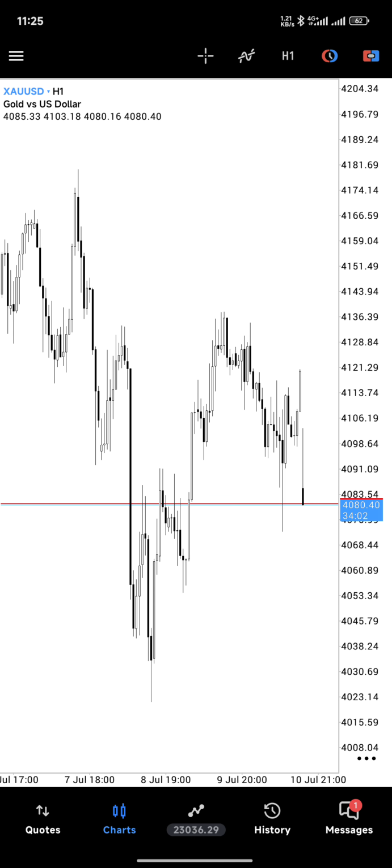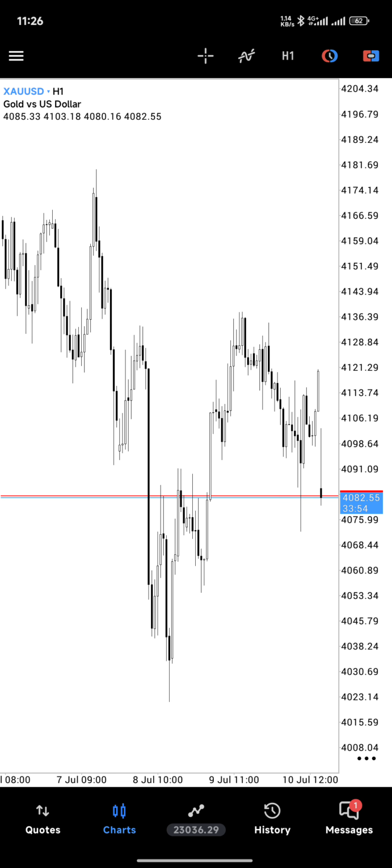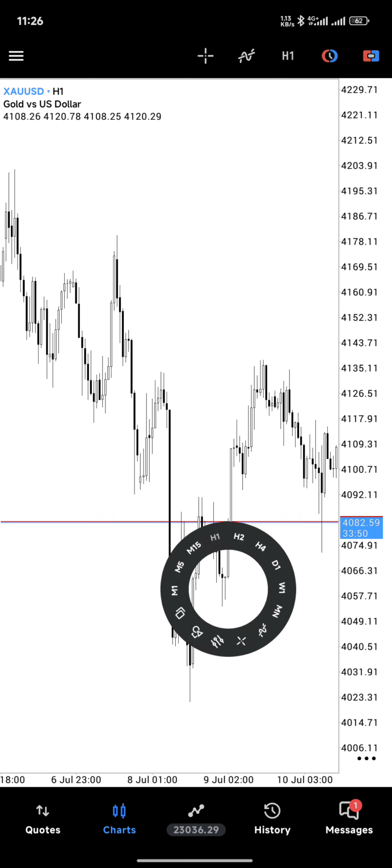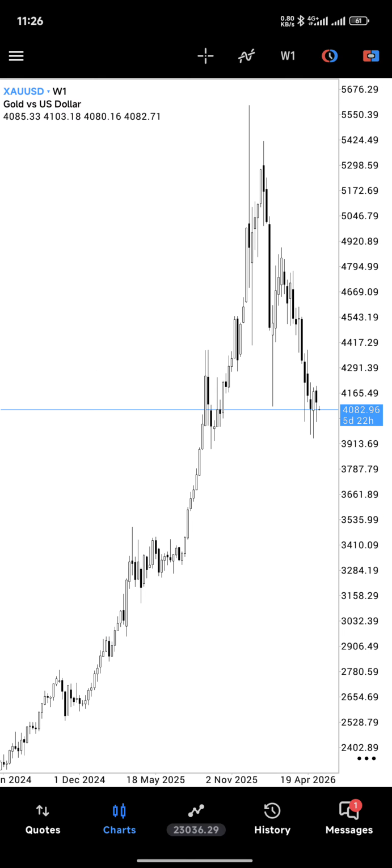All right, so this is the second week of July 2026. We're just going to share with you our bias for gold because we trade gold. Gold is our major pair. We trade it a lot. First of all, let's go to the weekly time frame because this is a new week.